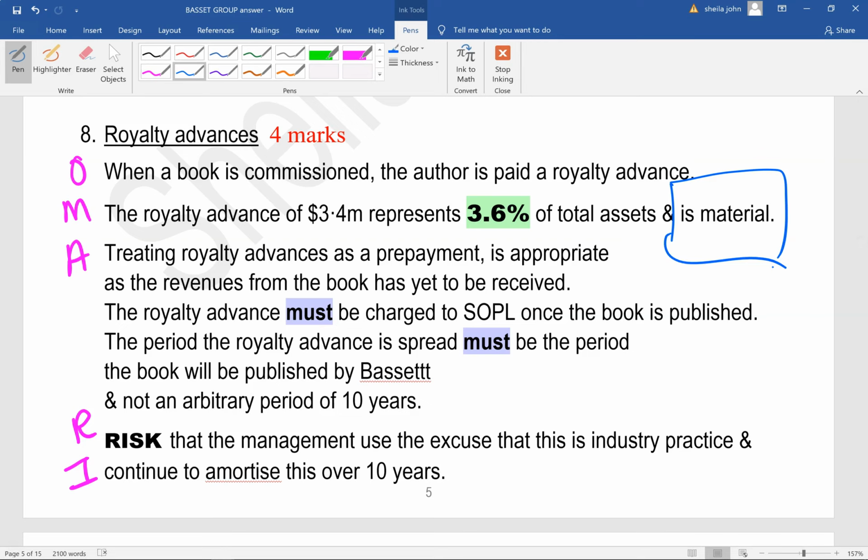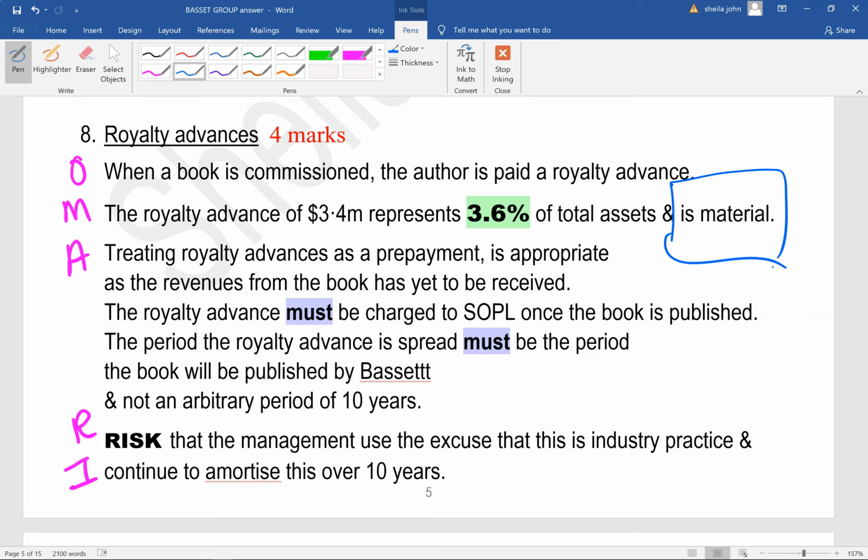Then you've got the accounting treatment. Treating the royalty advance as a prepayment is appropriate because the revenue has not yet come in. The royalty advance must be charged to the P&L once the book is published. But then the period that it is spread over must be the period of that specific book and not an arbitrary period of 10 years.